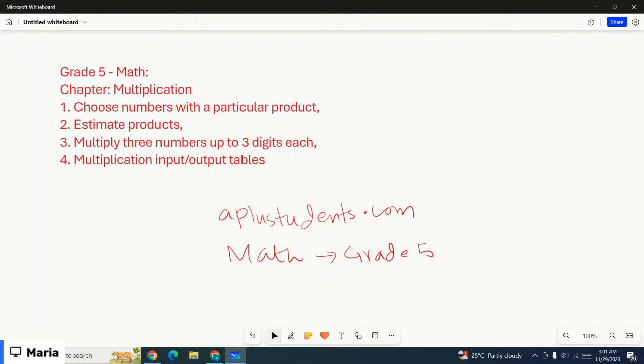We're going to start with the chapter multiplication, and the lessons we're going to cover today are choose numbers with a particular product, estimate product, multiply three numbers up to three digits each, and multiplication input output tables. Please make sure you have your notebook and pencil so that you can note down the important examples and definitions as well, right? So let's just start with the lesson.